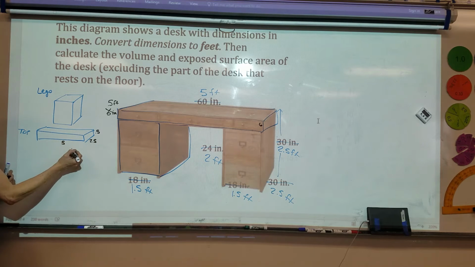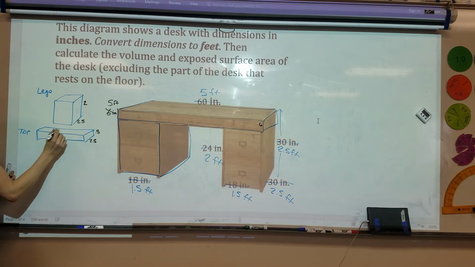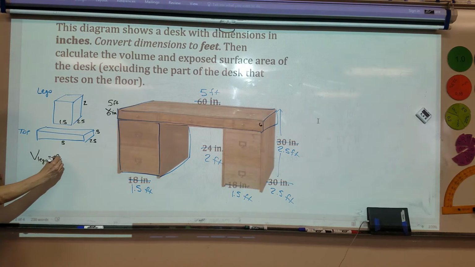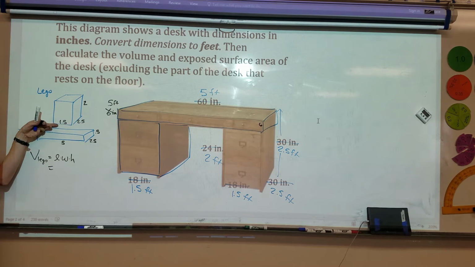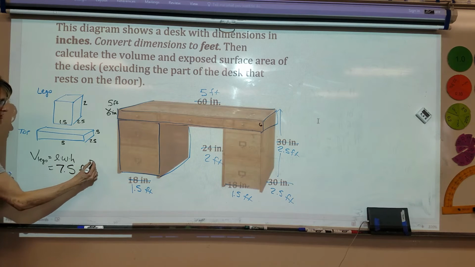5, get your calculators ready. This one is 2, 2.5, 1.5. All right, volume of the legs, length times width times height. Who's got that calculated? Aubrey? 7.5. Sweet. I love that you are fast and ready to go.